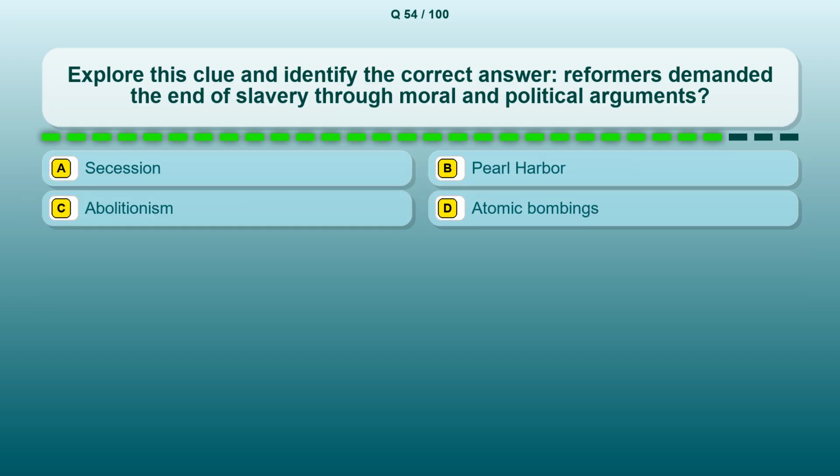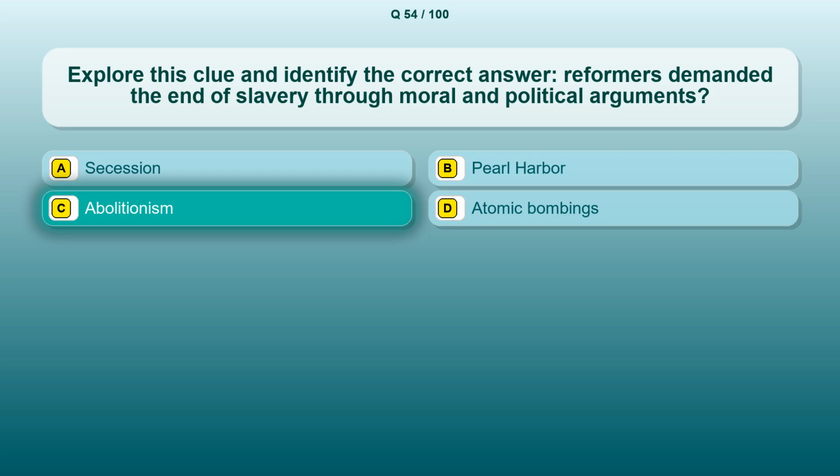Question 54. Explore this clue and identify the correct answer. Reformers demanded the end of slavery through moral and political arguments. Option A, secession. Option B, Pearl Harbor. Option C, abolitionism. Option D, atomic bombings.